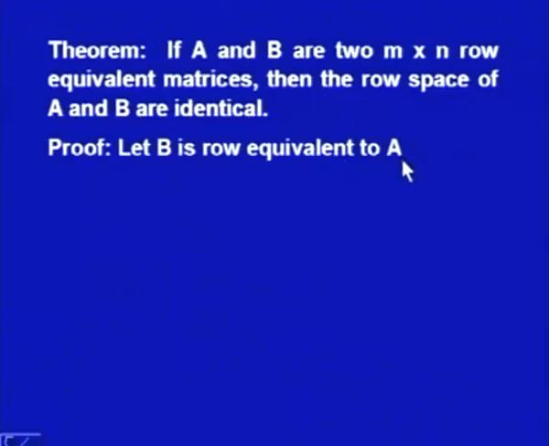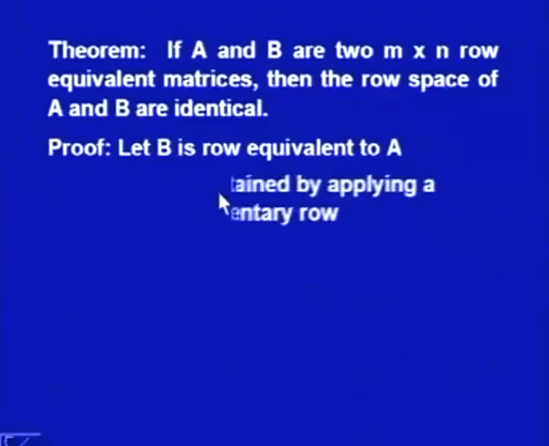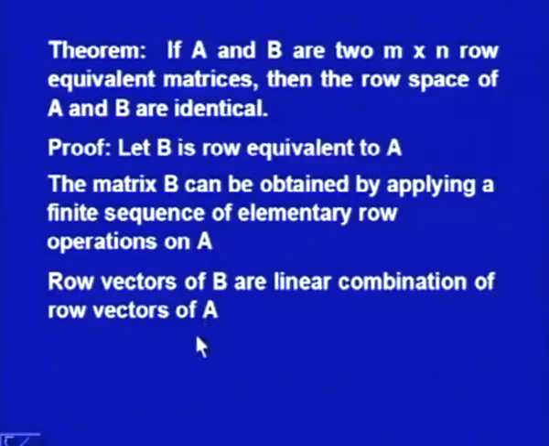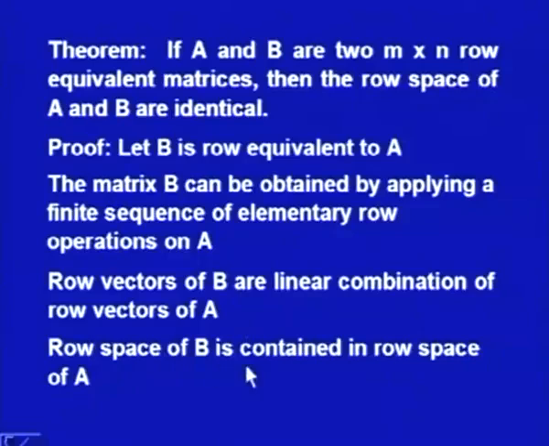Let B be row equivalent to A, that has been given to us. The matrix B can be obtained by applying a finite sequence of elementary row operations on A. That is the meaning of A and B being two equivalent matrices. Then the row vectors of B are linear combinations of the row vectors of A. Then the row space of B is contained in the row space of A.